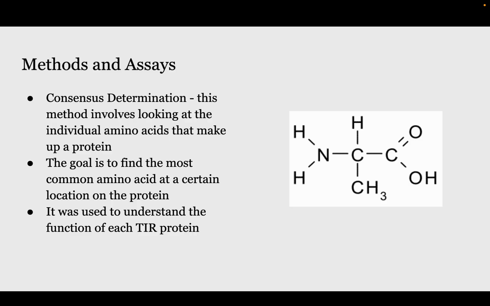The last method used was consensus determination. This involves the scientists looking at each individual amino acid that makes up one of the TIR proteins. The goal is to find the most common amino acid at a specific location in order to understand the function of each TIR protein.